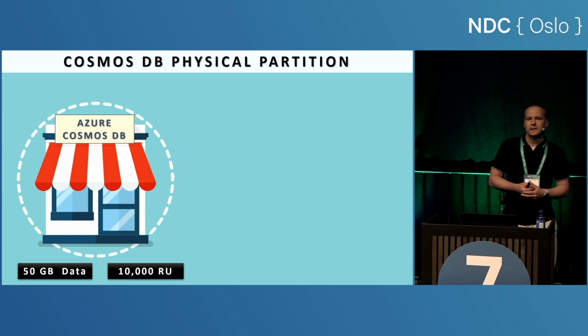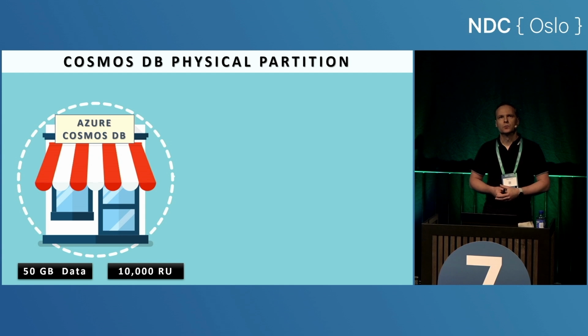So Cosmos DB, I'm really kind of comparing that to maybe like a restaurant here. So when you open one server, it's almost like you open your restaurant, and it gives you two numbers. One is the 50 gig, that's the storage limit that one server can actually handle, and also 10,000 request units. That is the horsepower that it can give you per second.